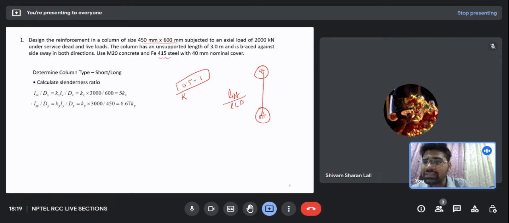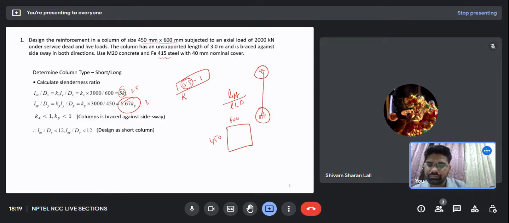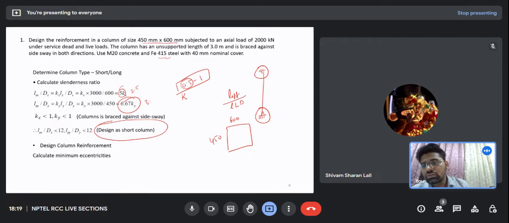So these are the two quantities calculated in the two directions of the column, because we have 450 and 600, the two lateral dimensions. Now since we know it will be lying between 0.5 to 1, even if we take the least one, this will be 2.5, and this will be something like 3. So this is less than 12, so this is a short column. So this is the way you can judge without even knowing the support condition. Next, now our work is very easy. We know this is a short column.